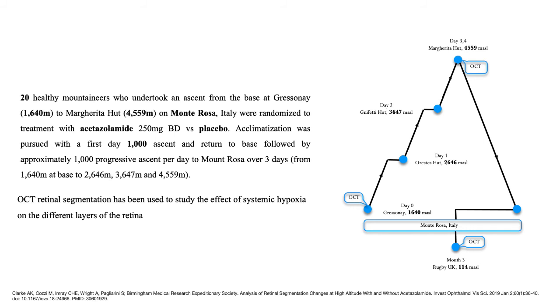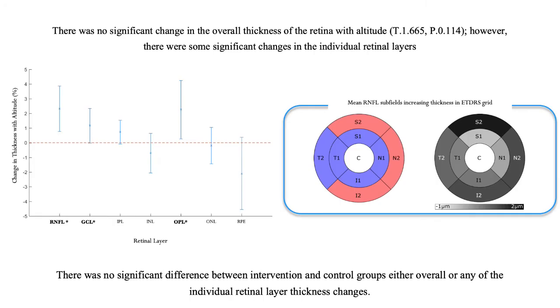Systemic hypoxia, because it's known that with the high altitude we have a sort of hypoxia that could cause what is called high mountain sickness, and could cause also some anatomical changes of our body. In fact, this is what we found. Well, there was no significant change in the overall thickness of the retina with the altitude. However, as you see from this graph, there were some significant changes in the individual retinal layers.